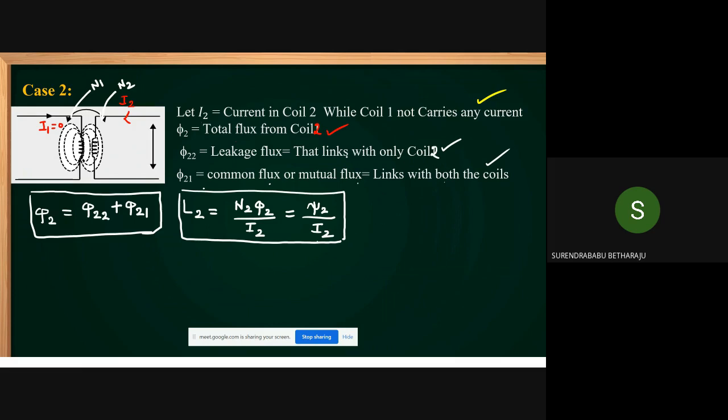Then what is pi 1 here? Pi 1 is not equal to pi 2. Only a portion of flux links with both the coils, that is k into pi 2. K into pi 1 equal to k into pi 2. Then what is the k here? Coupling coefficient, whose value is 0 less than or equal to k less than or equal to 1, where k is the coupling coefficient.